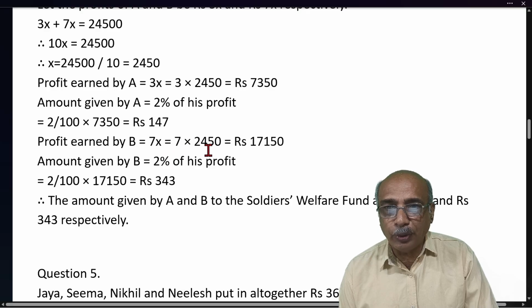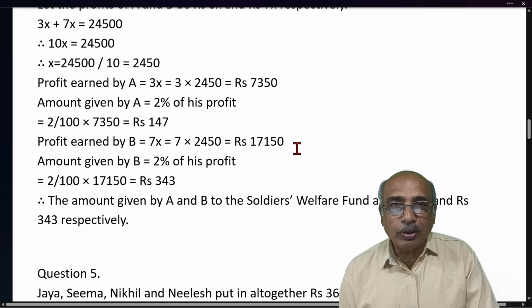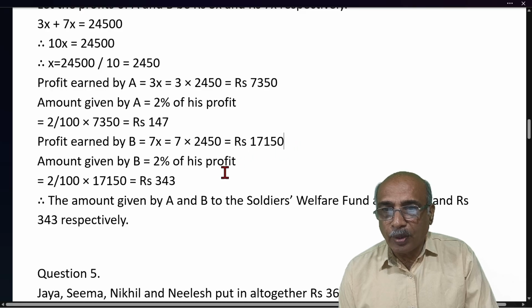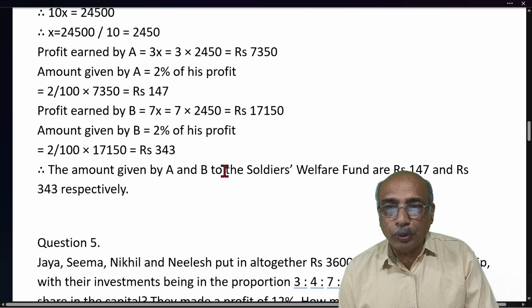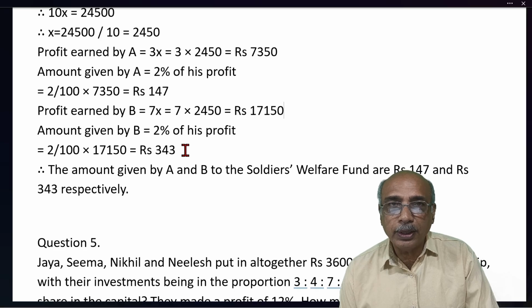So 7 into 2,450 equals 17,150. Amount given by B equals 2% of his profit equals 2% of 17,150 equals rupees 343. Therefore, the amount given by A and B to the Soldiers' Welfare Fund are rupees 147 and rupees 343 respectively.